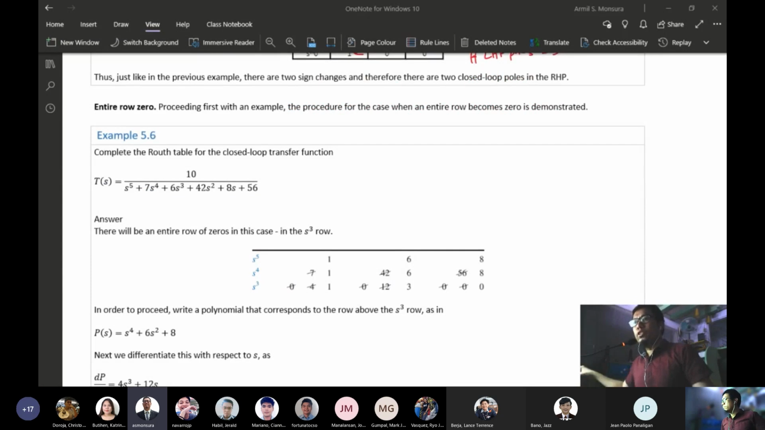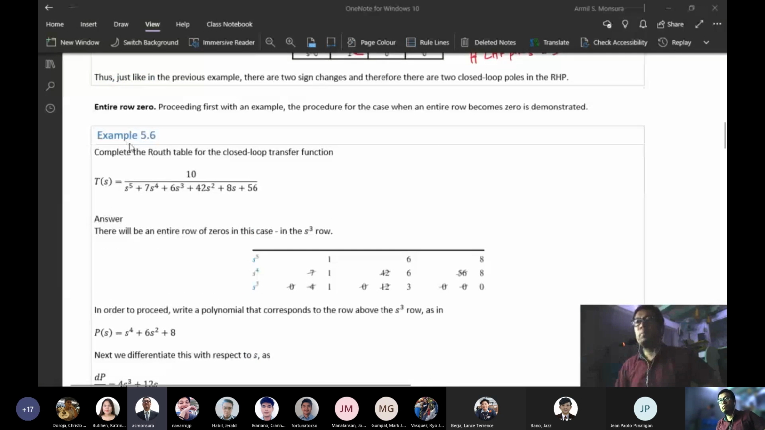Now, let us proceed dun sa case na yung entire row ninyo ang mag-zero ngayon. Okay, so yung kanina, first column lang yung nag-zero. Okay, in this case, we will proceed now with the case na yung entire row ninyo mismo yung mag-zero. Okay, pero ang gawin muna natin is that, let's proceed with an example. Papakita natin kung paano kumpletuhin muna yung route table. Tapos later on, kung paano siya i-interpret.